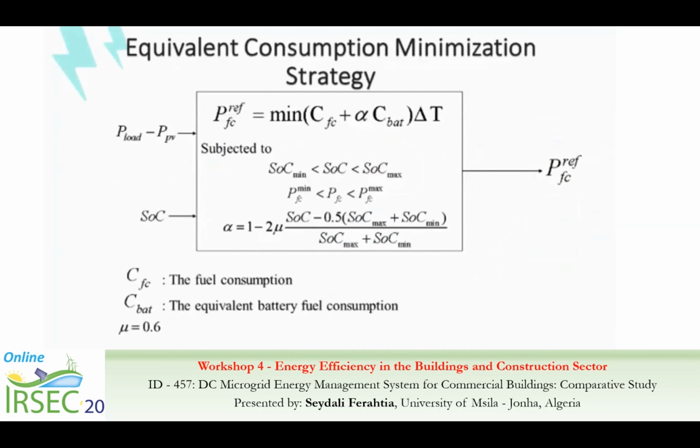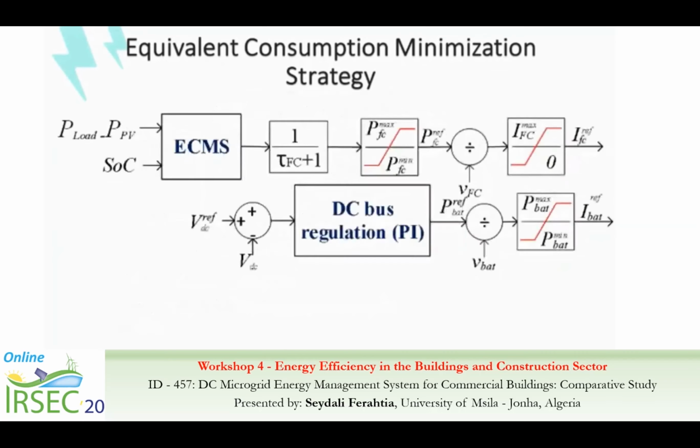The goal of this strategy is to minimize the overall consumption of the fuel by minimizing the fuel cell consumption and the battery equivalent consumption. This objective function is subject to some constraints such as the state of charge and the fuel cell power. This system will generate the fuel cell power reference, and the DC bus voltage is stabilized using the battery power as shown in this figure.